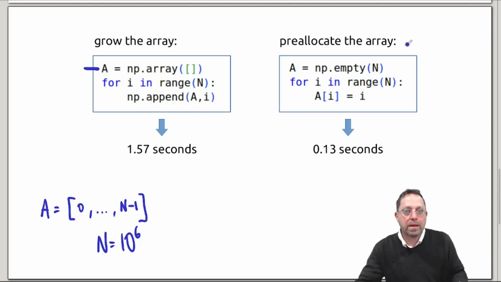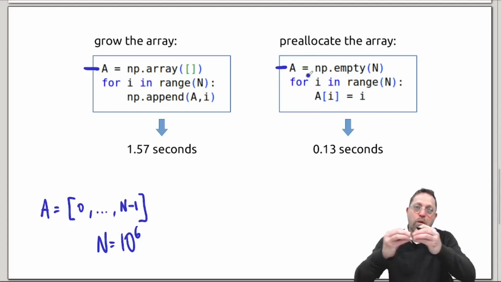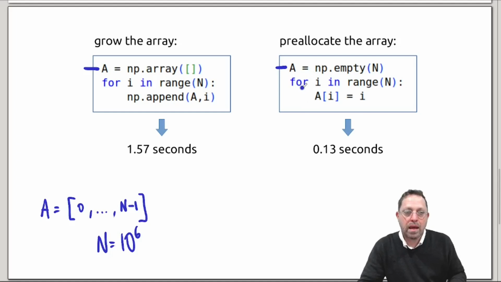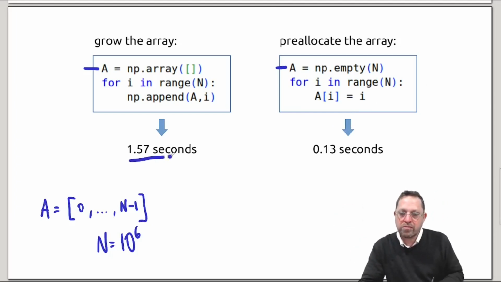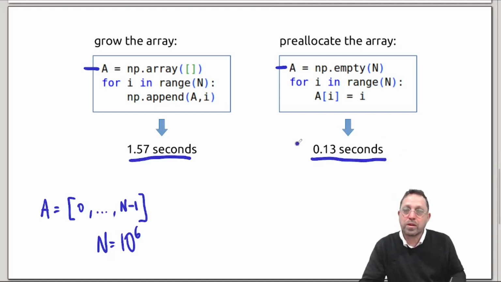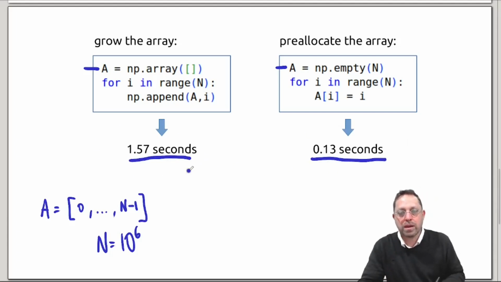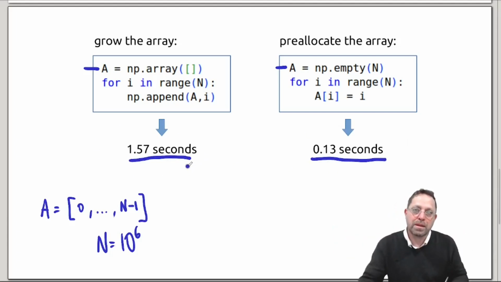And on the right, we have the pre-allocation method, where we first create an empty array with 1 million empty slots in it, and then we range from 0 to n minus 1, and each slot we fill in with the appropriate value. And you can see here a drastic difference in the execution time. Doing it with pre-allocation is an order of magnitude faster than doing it by growing an empty array.